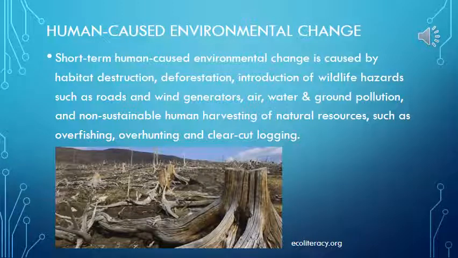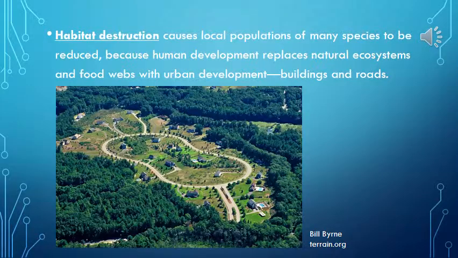Human-caused environmental change. Short-term human-caused environmental change is caused by habitat destruction, deforestation, introduction of wildlife hazards such as roads and wind generators, air, water, and ground pollution, and non-sustainable human harvesting of natural resources such as overfishing, overhunting, and clear-cut logging. Habitat destruction causes local populations of many species to be reduced because human development replaces natural ecosystems and food webs with urban development, buildings, and roads.